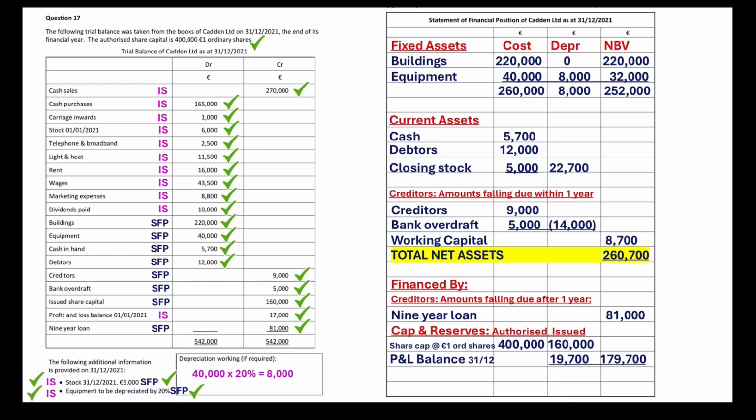Then you've got your P&L balance, which we got from the income statement. That was our last figure in the income statement, was €19,700. And that gives me 179,700. And then that is the capital employed, €260,700. So that is your income statement and statement of financial position of Cadden Limited as at 31st of the 12th, 2021, complete.